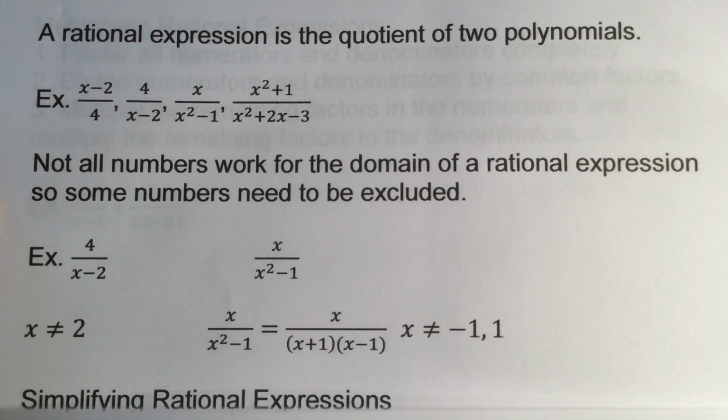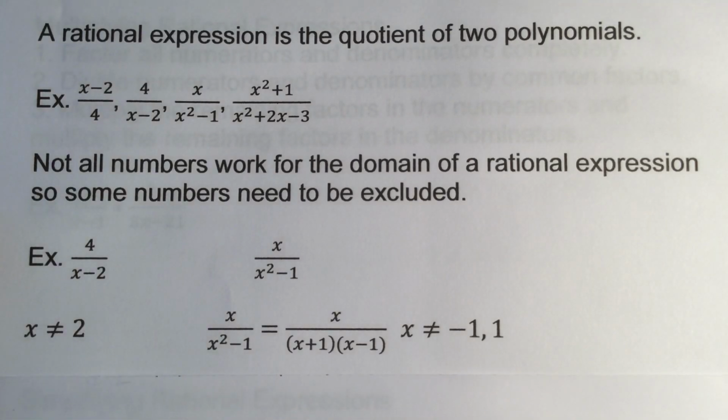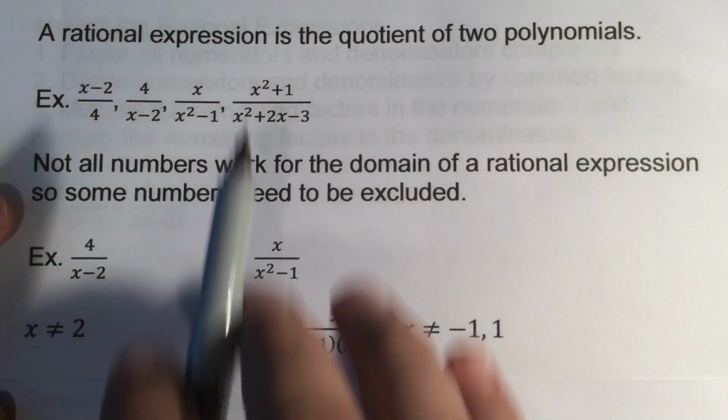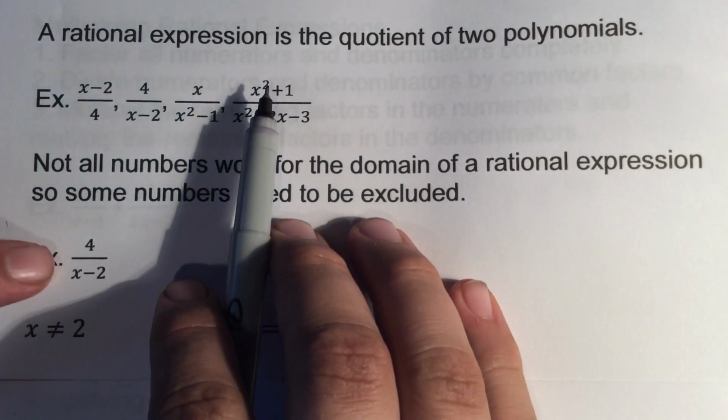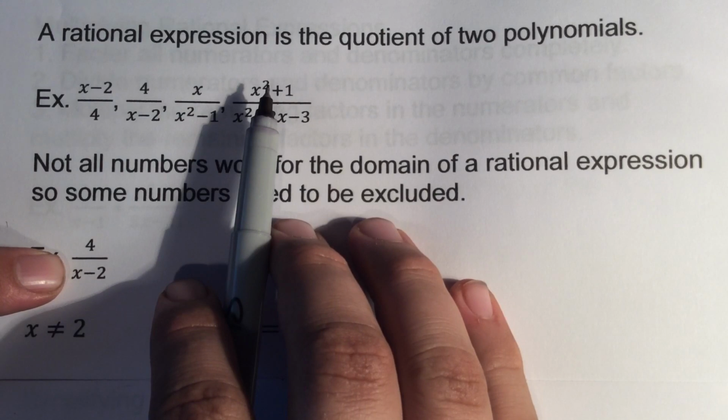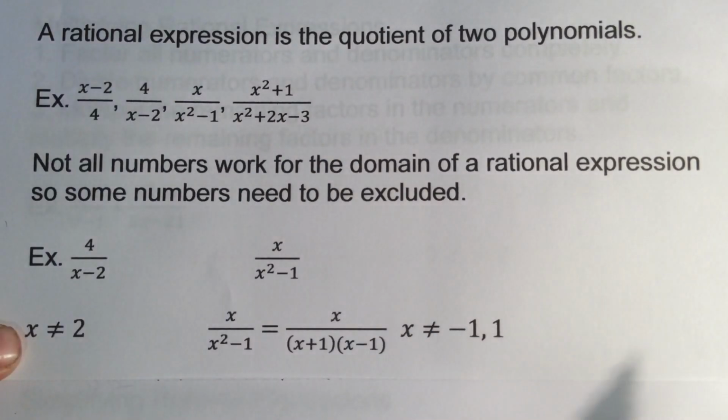Now, with this, because there's x's on the bottom, we don't want to divide by 0. That's something we cannot do. So, we have to exclude whatever will make the bottom be 0 when there's an x down there. So like on this first one, it's as simple as, well, 2 minus 2 would give me 0, so I just have to exclude 2 from this one.